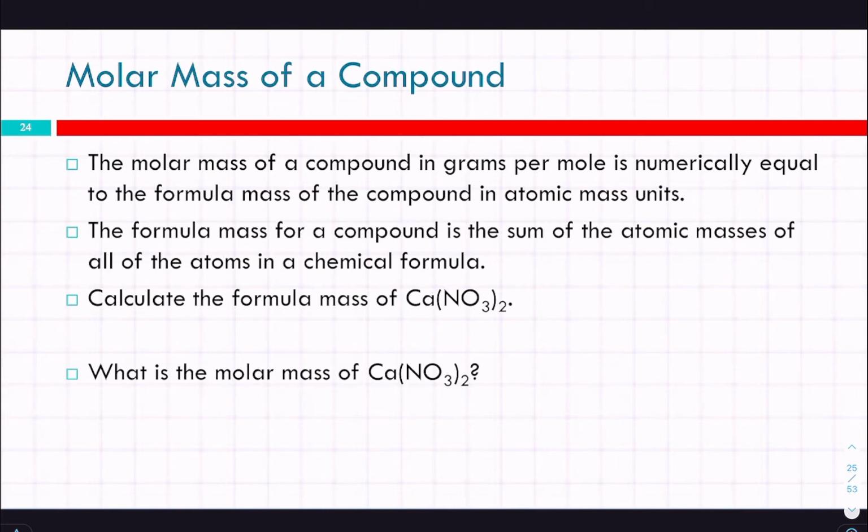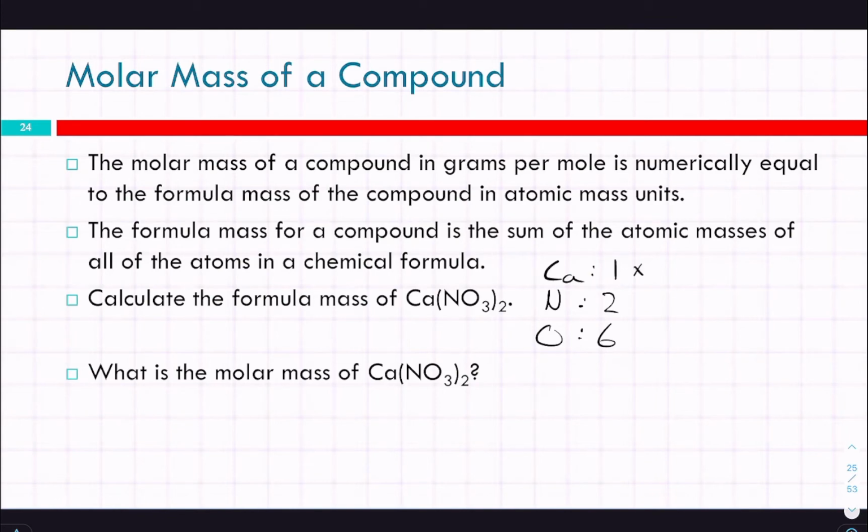The formula mass for a compound is the sum of the atomic masses of all the atoms in a chemical formula. That's what we did at the end of chapter 5. So for something like calcium nitrate here, I actually like to do it this way. You have calcium, and remember, if we have something in parentheses, we have to multiply everything in the parentheses by the subscript outside of those parentheses. So we have 1 calcium, 2 nitrogens and 6 oxygens.